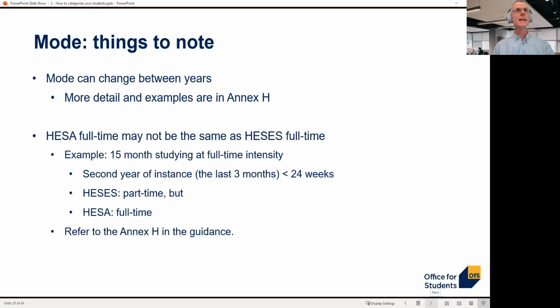And also, the HESES version of full-time may not quite match the usual version of full-time, and this is, again, unusual, but it does happen occasionally, particularly where you get courses of about 50 months length. Typically, the first year of instance will be full-time, and then you might find the second year, which would be the last 3 months, is going to be less than that 24 weeks in that year of instance, which according to HESES is going to make that part-time, but because you're studying at full-time intensity, it's full-time in HESES terms.